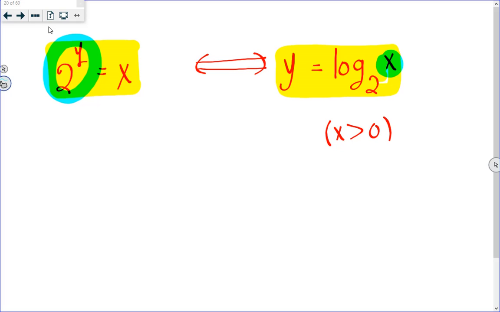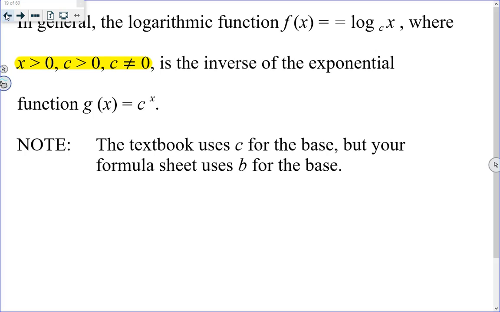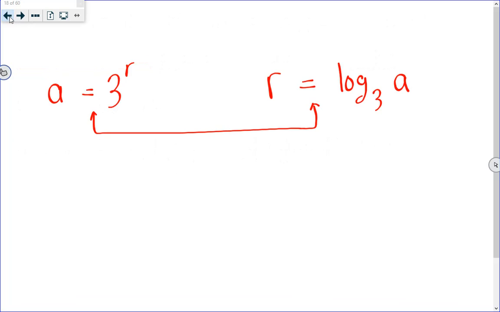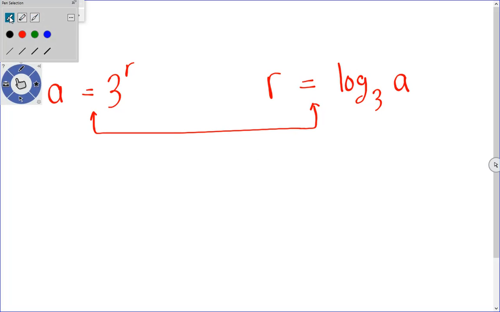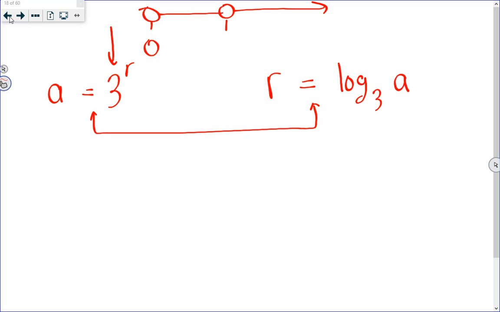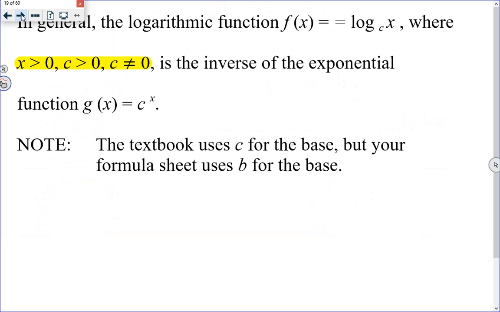What's something else we're told here? We're told that c must be greater than 0, and c cannot be 0. Well, if you were to go back and look at the base for an exponential function, we said that this base can be a number between 0 and 1 or greater than 1. You cannot have a base that is 0, and you cannot have a base that is negative. So all of this stuff that I've highlighted here in yellow, we can kind of ignore it, but we should understand that it's there for a reason. One other note here, the textbook uses C for the base and your formula sheet uses B.